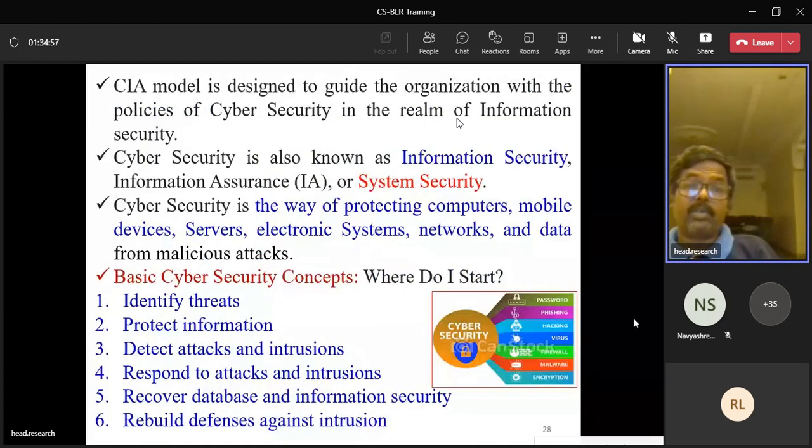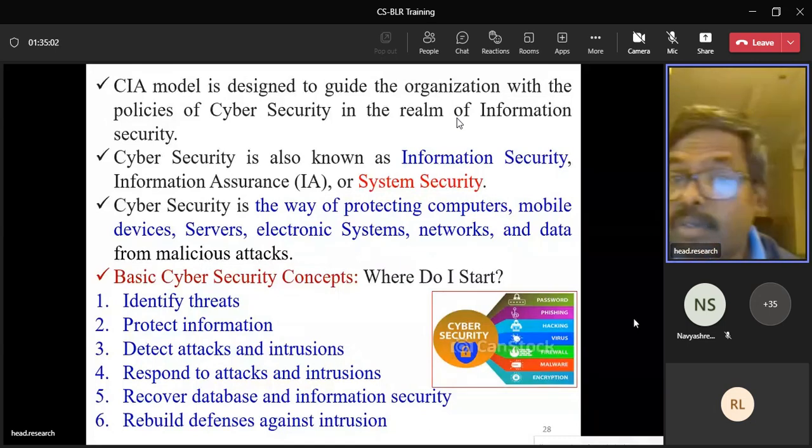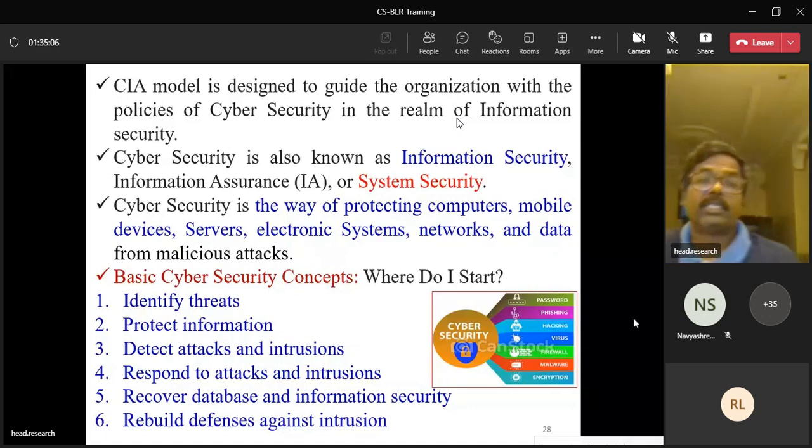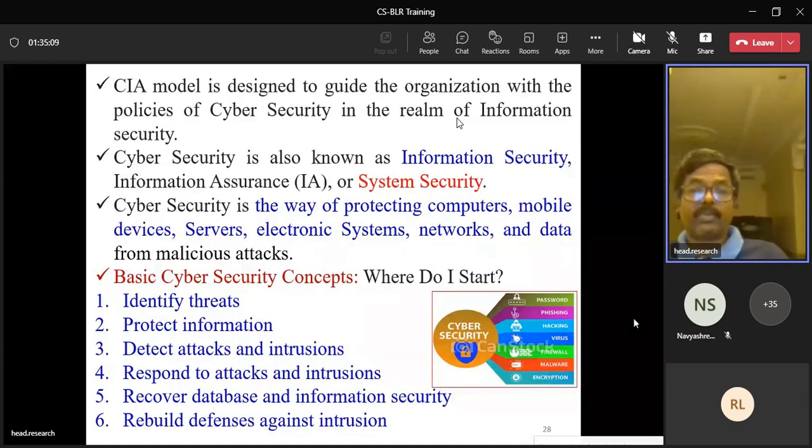The CIA triad model is designed to guide the organization with the policies of cyber security in the realm of information security. Cyber security is also known as information security or system security. Cyber security is the way of protecting computers, mobile devices, servers, electronic systems, networks, and data from malicious attacks. Basic cyber security concepts like identifying.